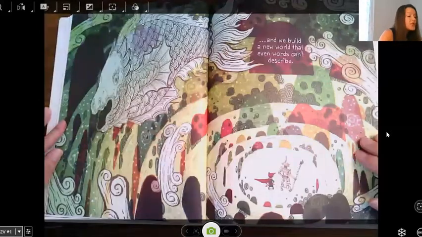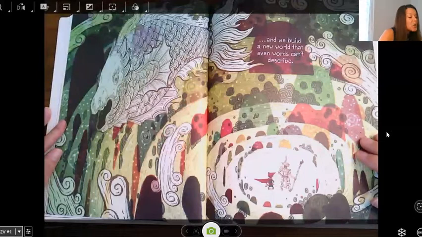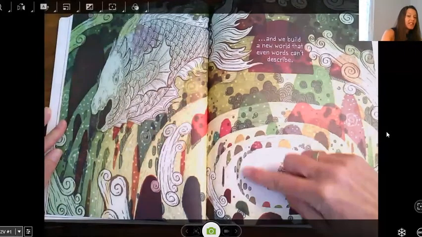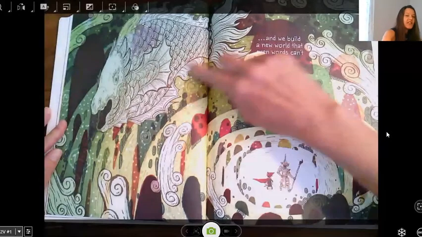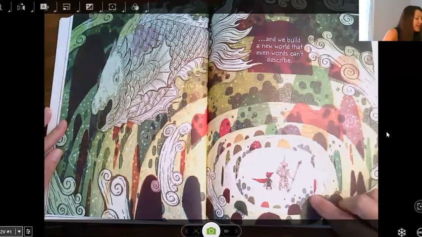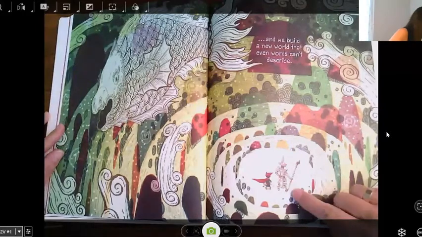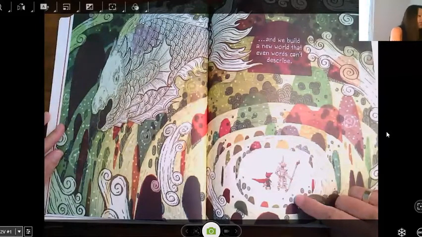And we build a new world that even words can't describe. So now they're inside this world together. Everything they drew, and they're inside there together. Gorgeous.